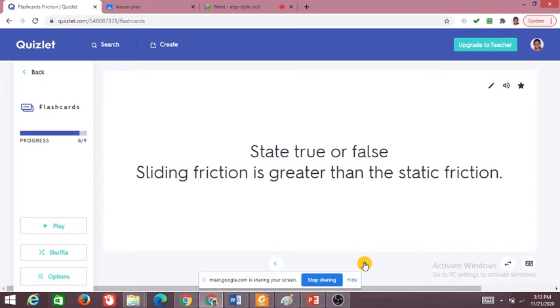Okay, I would like to have Madhuri read this question. Madhuri, can you read? Ma'am, I will read, ma'am. Who is that? Okay, Shweta. Okay, read. Okay, Shweta, I didn't hear. Sliding friction greater than the static friction.